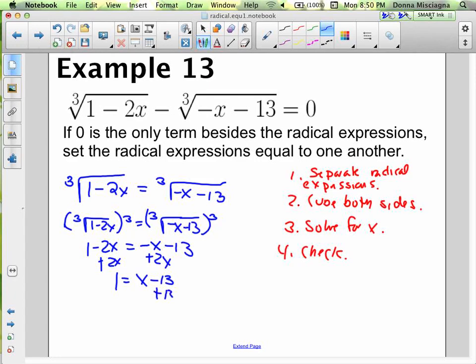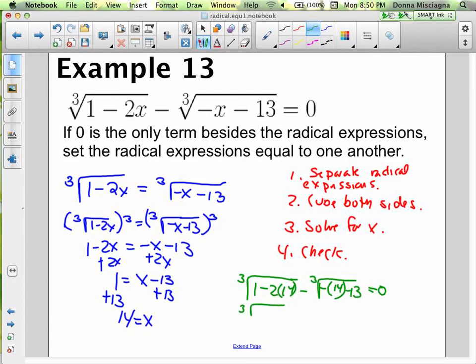And then add 13 to both sides. So 14 equals x. Let's check our solution and see if it's good. So we have the cube root of 1 minus 2 times 14 minus the cube root of negative 14 minus 13 equals 0.